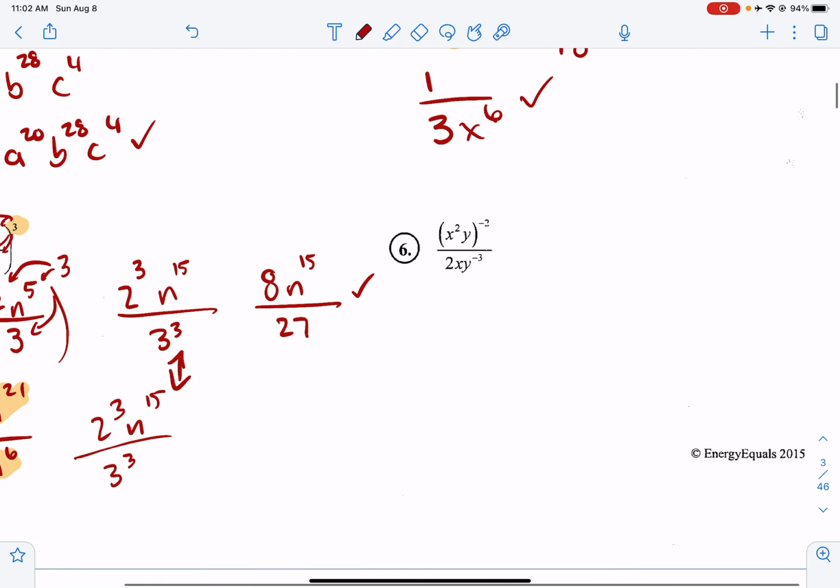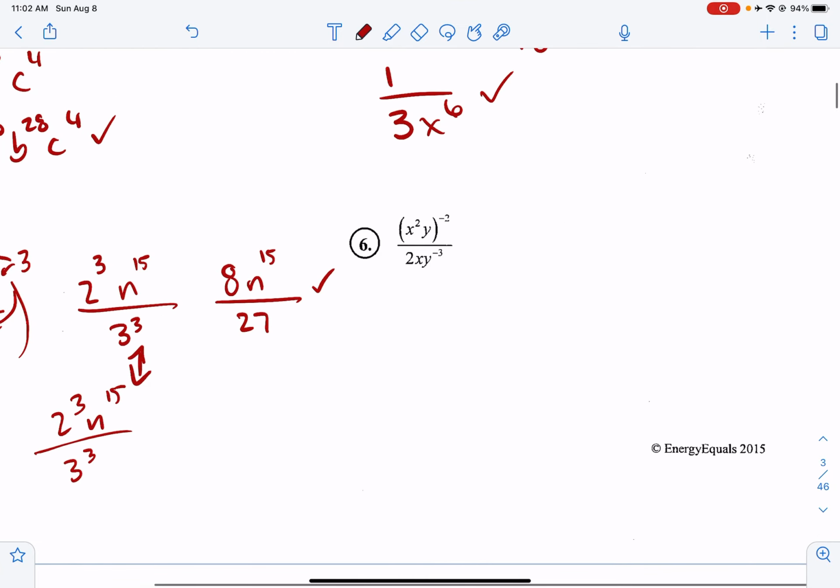Number 6, my favorite problem on the homework. Well, on the examples, there's a lot better ones on the back. X squared times y, all of that is being raised to the negative 2. And then on the bottom, I've got 2x y being raised to the negative 3.